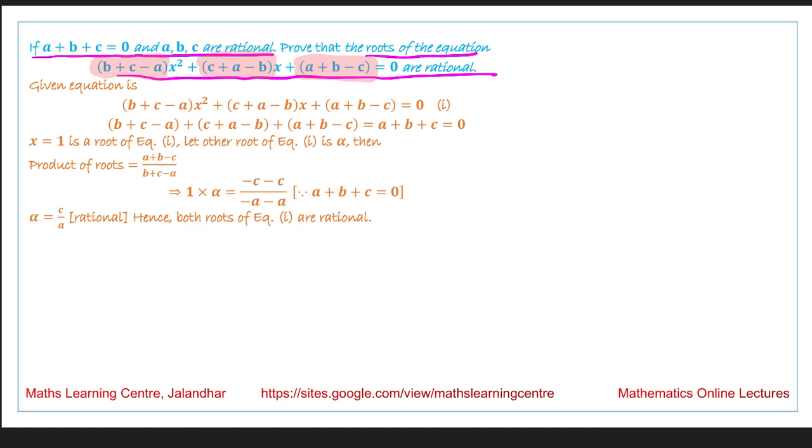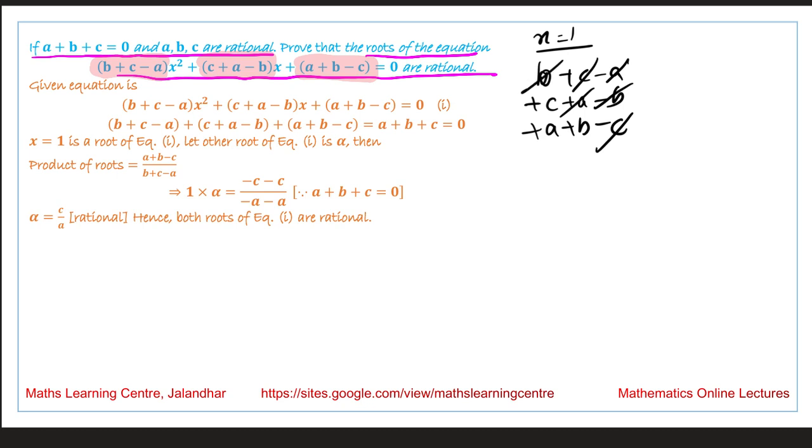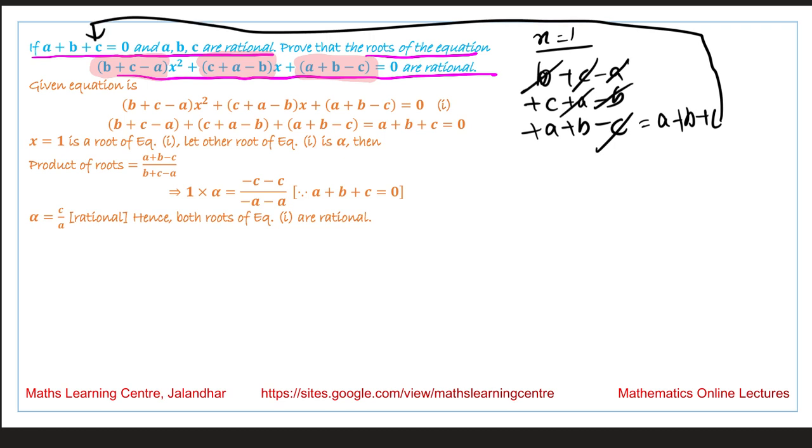If we substitute x is equal to 1, we obtain b plus c minus a plus c plus a minus b plus a plus b minus c. So c and c get cancelled, a and a get cancelled, b and b get cancelled, and we are left with a plus b plus c, which is given to be equal to 0. So we can say that x is equal to 1 is a root of this equation.